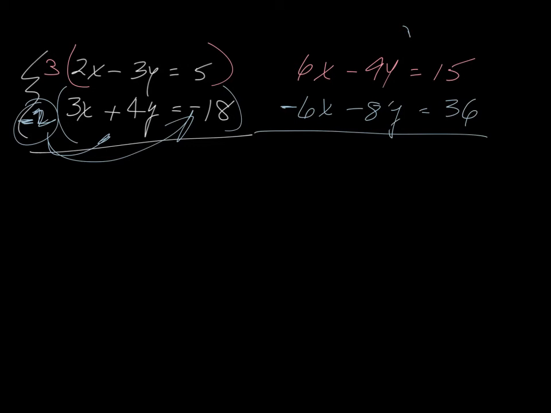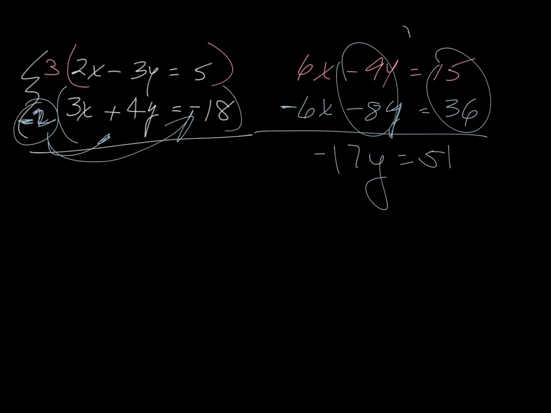Now, look what I've got. I can add these two together and they become a 0. I can add these two together and I get negative 17y. And I can add those two together and get 51. Divide by negative 17. Those go away. My y equals negative 3.